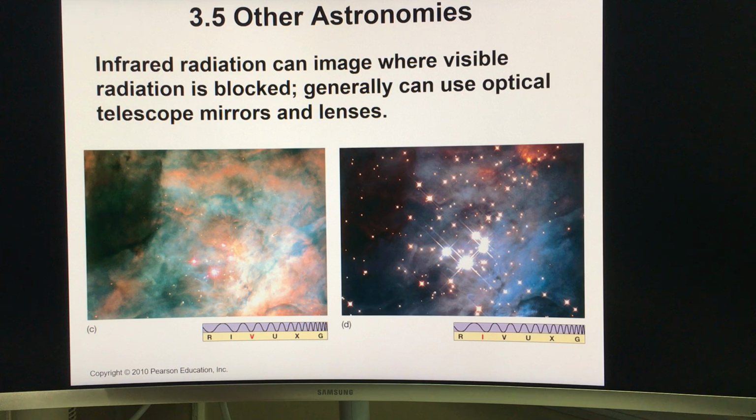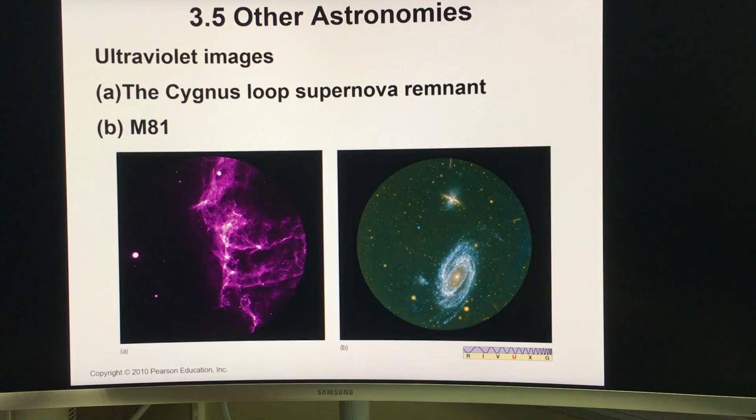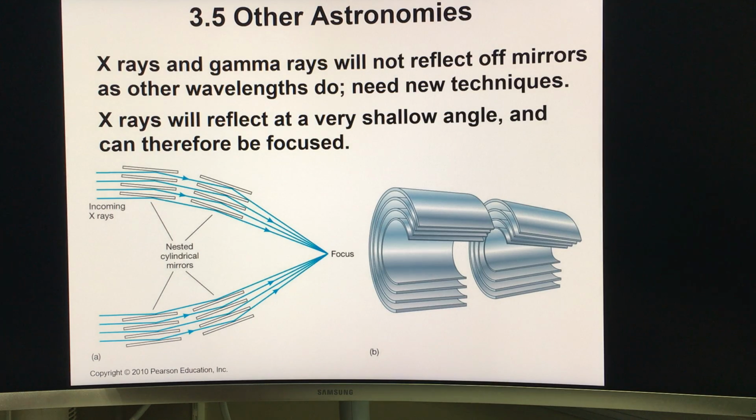And there are some other different types of telescopes as well. This is the image taken by an infrared telescope, and you can see the difference between visible radiation and infrared radiation. Infrared telescopes can be put into space or on balloons. These show you some of the ultraviolet images. And we could also have X-ray and gamma ray telescopes.